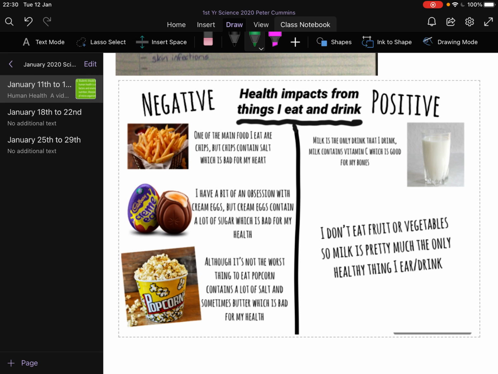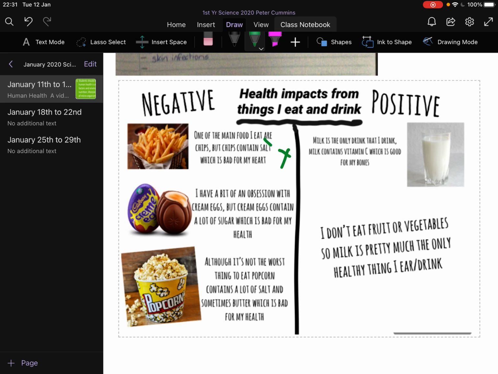In the negatives, this person says one of the main foods here is chips. I suppose that's not great. It's loads of salt, loads of fat, and if you have the odd bag of chips, it's fine, but I suppose in big amounts, it's not great.